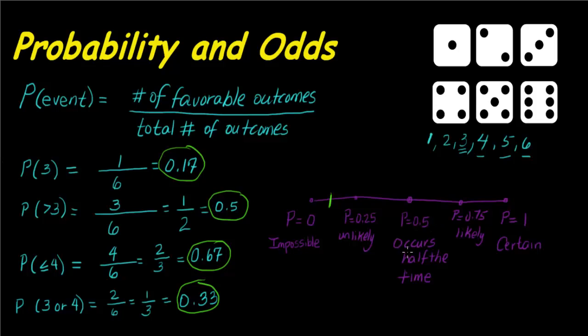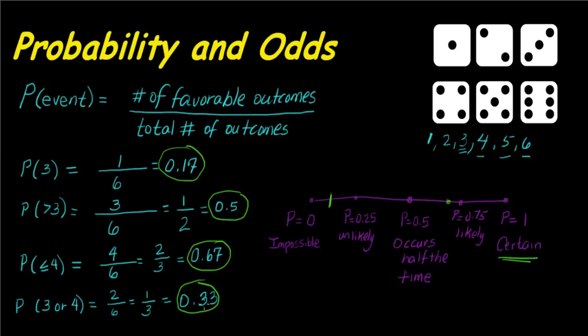0.5 will mean that the event will occur half the times. Okay? So, for example, rolling a number greater than 3 will occur half the times, because we found that it was a probability of 0.5. Rolling a number less than or equal to 4, 0.67, is getting very close to a 1, where 1 means that it is certain that the event will happen. So having a 0.67, it's about over here somewhere. It is highly likely that the event will occur, rolling a number less than or equal to 4.